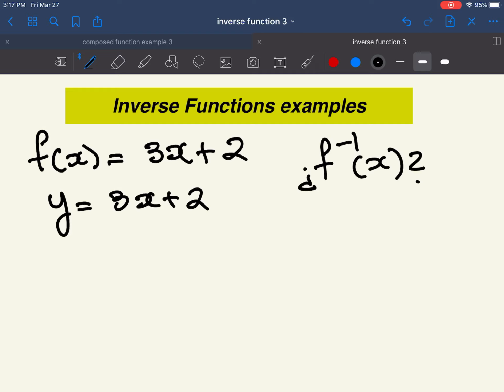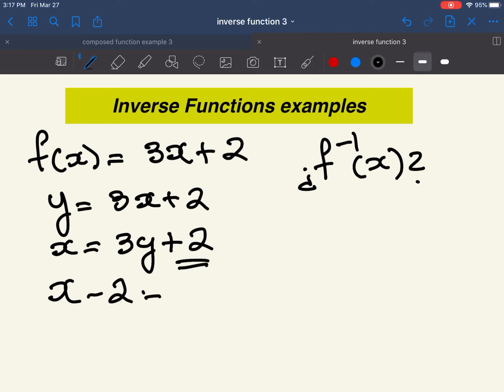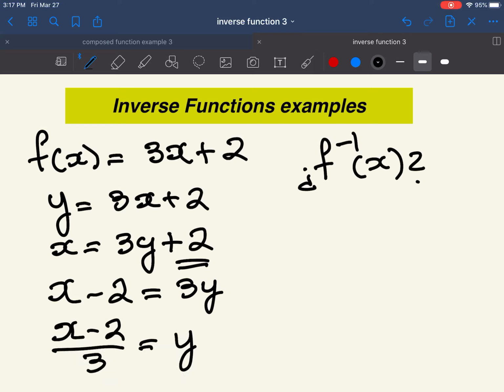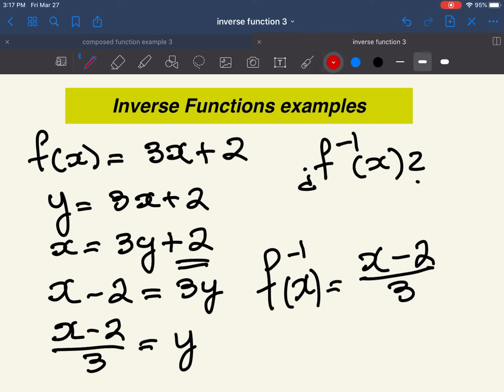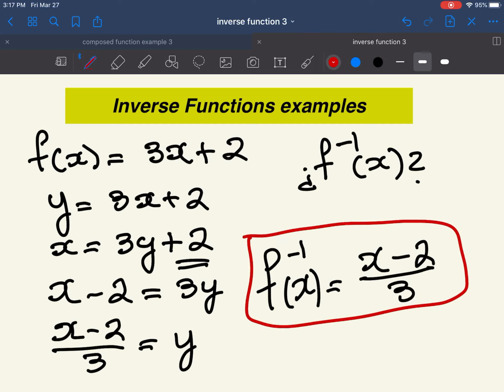And now I interchange x and y. Now it's going to be x equals 3y plus 2. I interchange x and y, and I solve my equation for y. Now it's going to be x. This 2 is adding, so when I move it to the other side it's subtracting, then 3y, and now I divide by 3. Now my inverse function is (x minus 2) over 3, and this is my final answer.